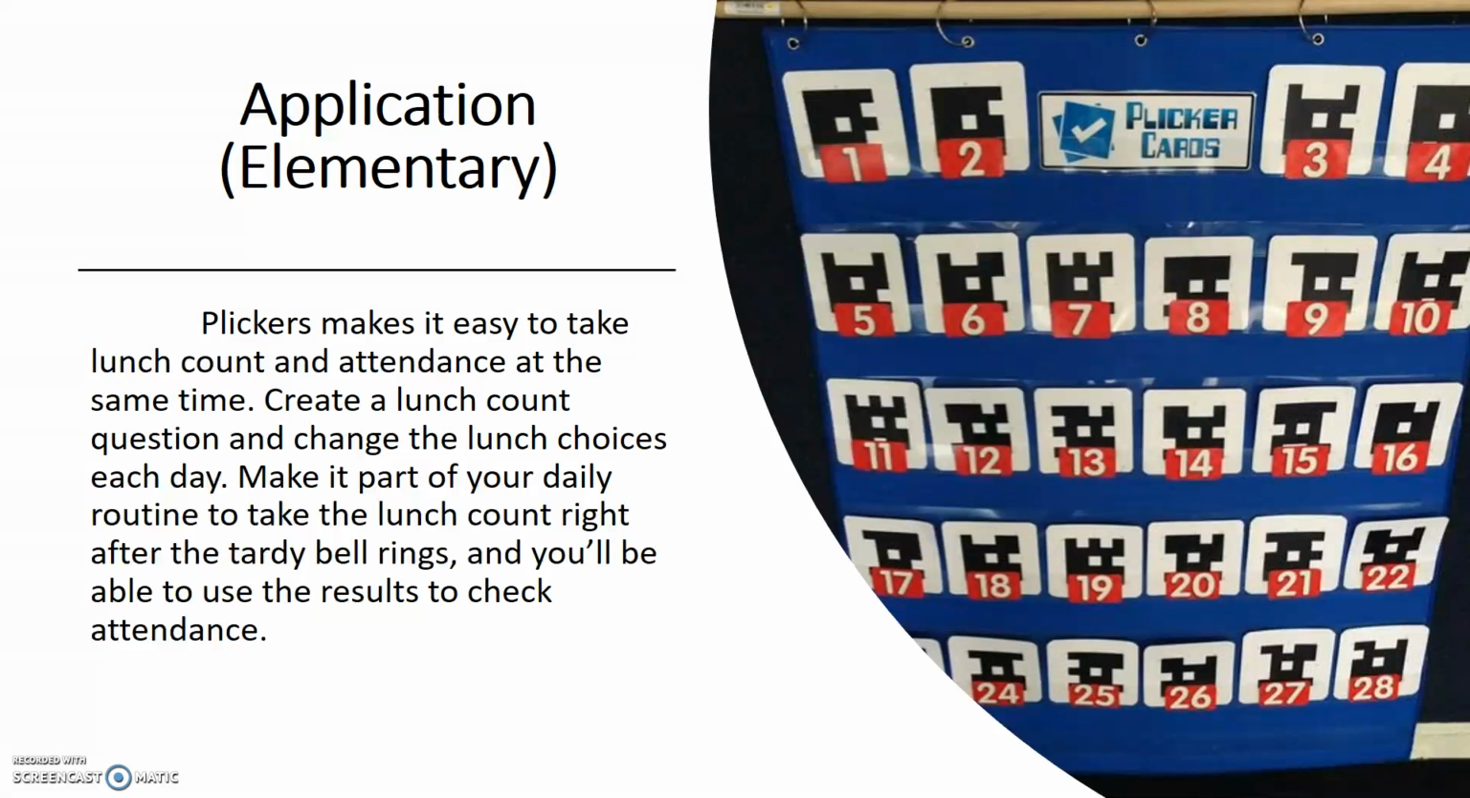Now, an idea that I had for using Plickers would be using it like a lunch count and attendance in elementary school. So like in the picture, you could use Plickers on a chart and turn it to your lunch choice, and then whoever doesn't answer, you know that they're absent. You can also do this at their desk. It's up to the teacher and whatever is easiest for them.